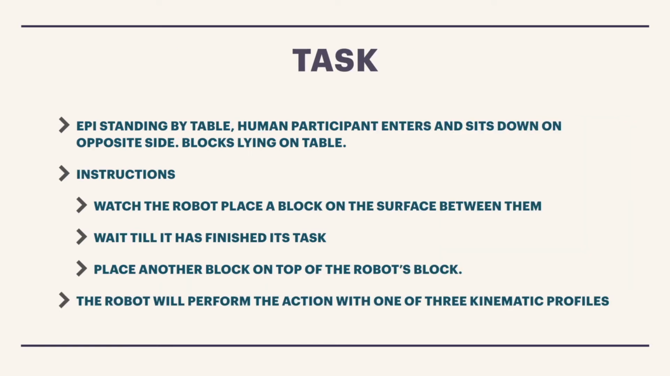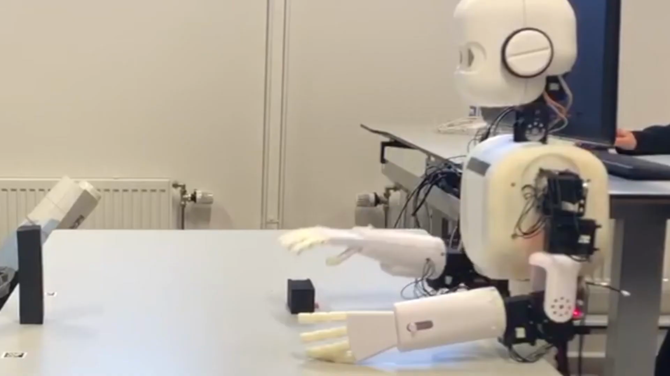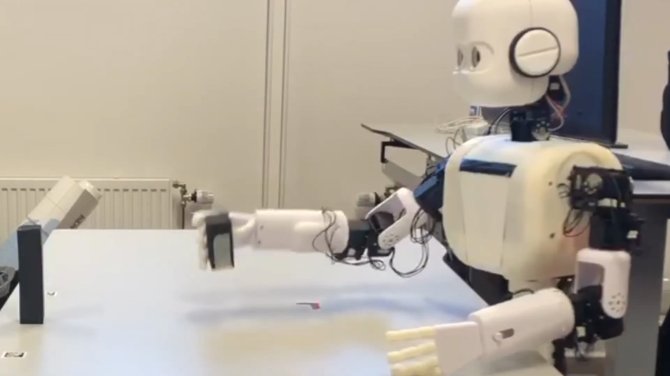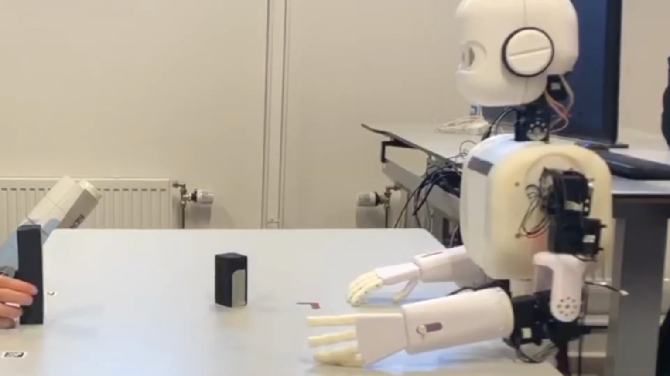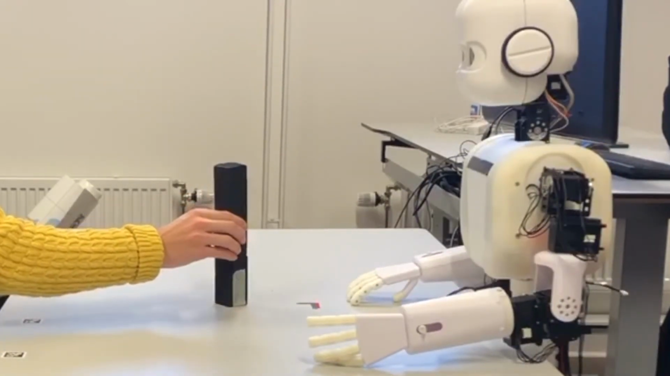The task: EPI is standing by a table, and the human participant enters and sits down on the other side of the table. And there are two blocks lying on the table next to EPI and the human participant. And the instructions are to first watch the robot place a block on the surface of the table between the participant and EPI, and then wait until EPI has finished its task, and then to place another block on top of the robot's block.